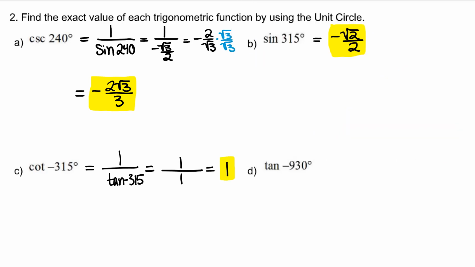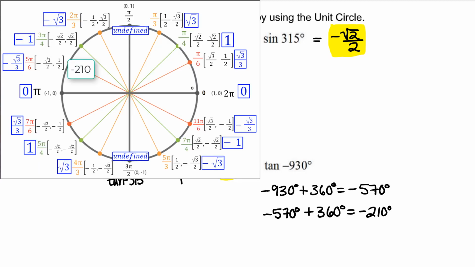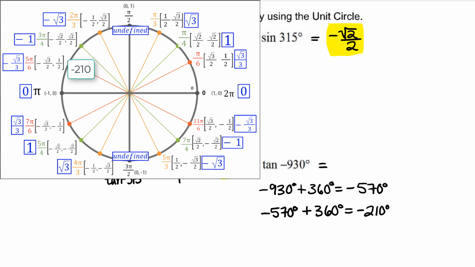For tangent of negative 930 degrees, that's multiple rotations. So I'm going to find a coterminal angle that is labeled on the unit circle. Add 360 degrees to negative 930 degrees. That's still more than a full rotation, so let's add 360 again. A coterminal angle would be negative 210 degrees. So tangent of negative 930 is the same as tangent of negative 210. Negative 210 is equivalent to 5 pi over 6, and tangent of that angle is negative root 3 over 3.